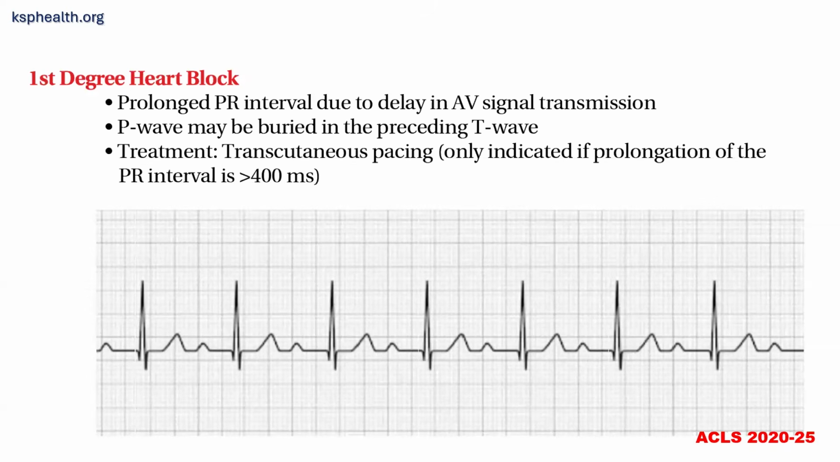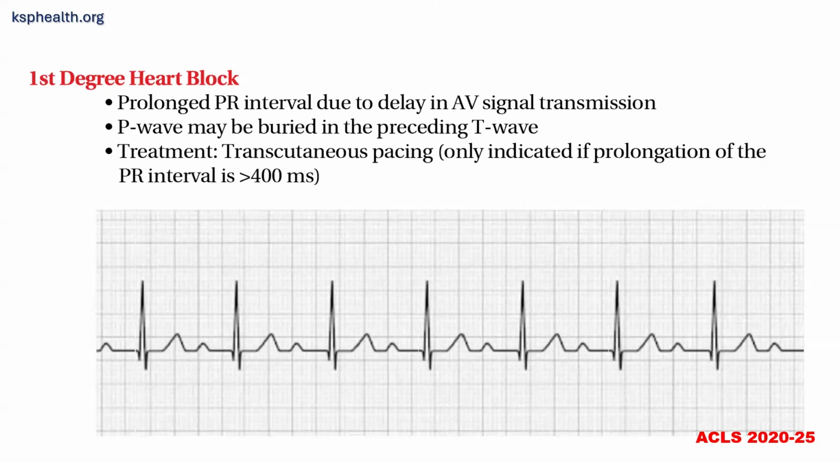The bradyarrhythmias, first degree heart block. The prolonged PR interval due to delay in AV signal transmission. The P wave may be buried in the preceding T wave. So very important. So if there is a prolongation of PR interval, sometimes it's too close to the T wave, sometimes it's buried into the T wave. So you need to pay attention to it.